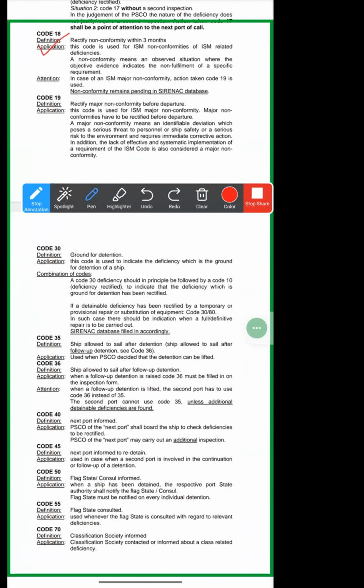Code 18 is more important. Code 19 is more important. Code 30 is very important. ये सबसे ज्यादा बार पूछा गया है। कोड 30 का मतलब क्या है? Whenever the PSC sees that any ground is for the detention of the vessel, okay, जब भी वो वेसल को डिटेन करेगा, he will detain according to code 30, because code 30 is providing the grounds for detention.